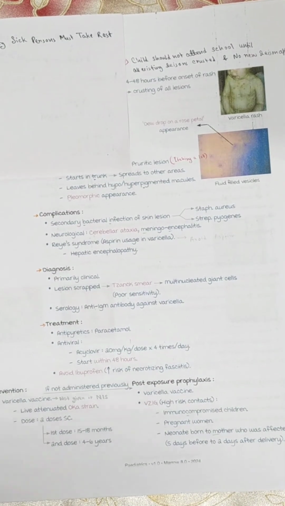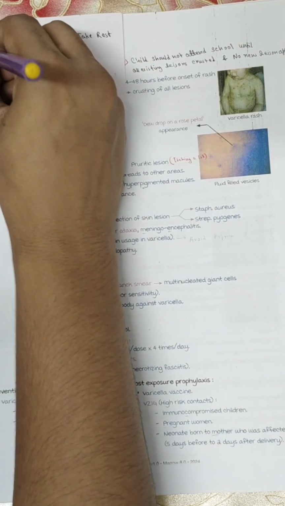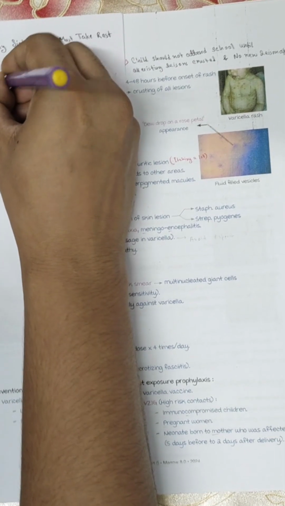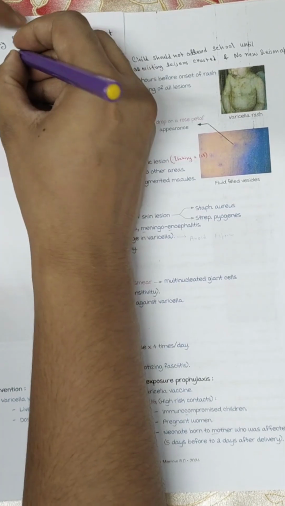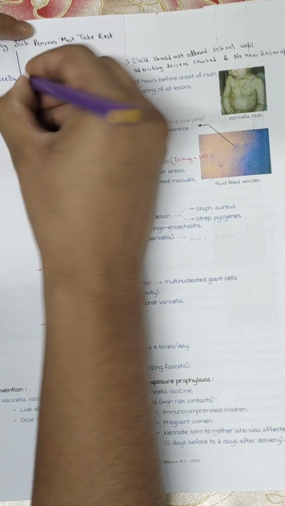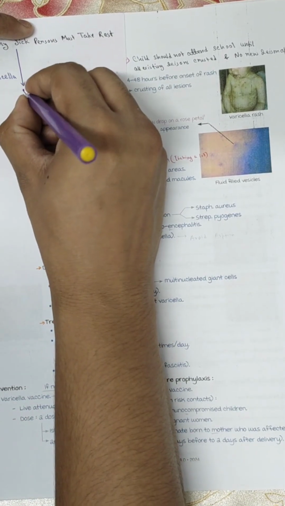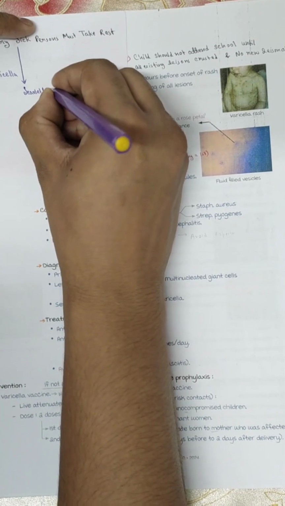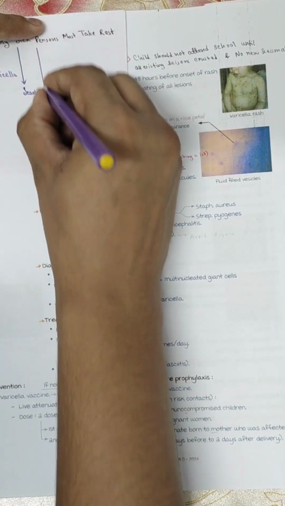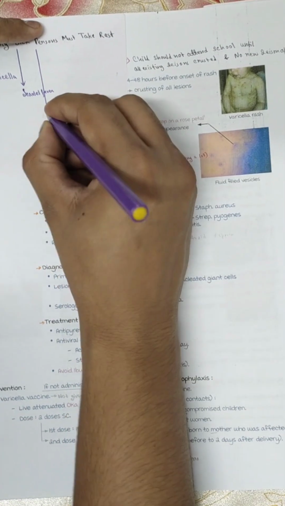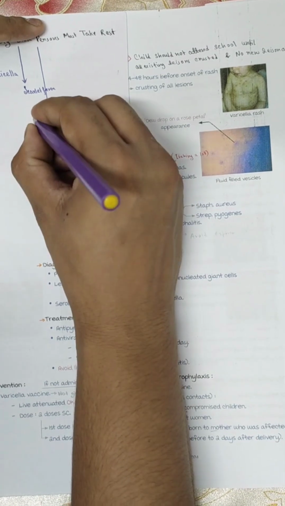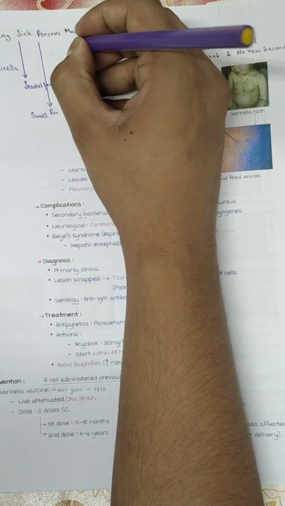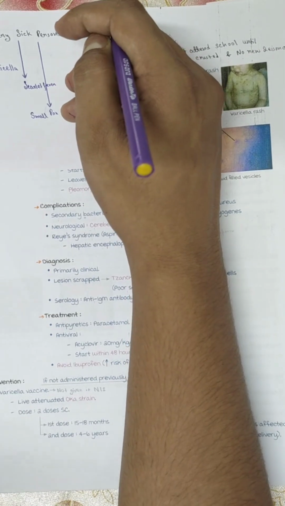The dates. For varicella, on the very first day of fever, rash will appear. S for scarlet fever. P for pox, that is smallpox. On the third day of fever, rashes will appear.